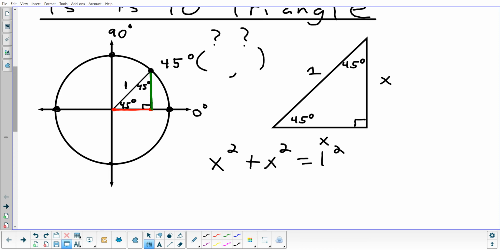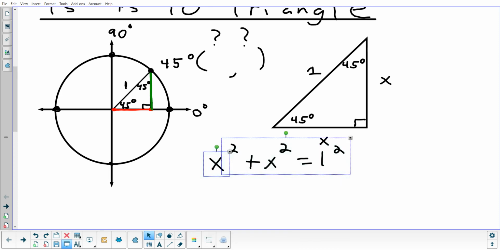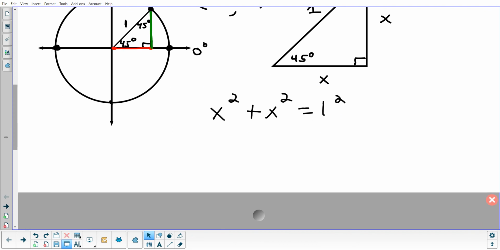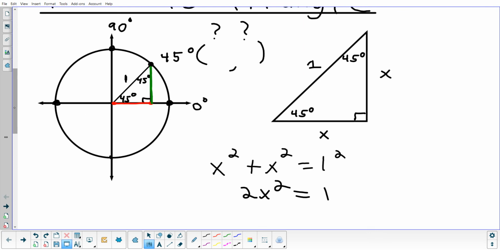What's my next step in simplifying that equation and solving for x? Combine the x squared terms. Yeah, we have like terms. What's x squared plus another x squared? 2x squared, so we have two of them. And I'm going to do out 1 squared, which is just 1. Now we have two steps left to solve for x. And remember what we're solving for: the length of the side in a triangle, which is going to give me the coordinate.